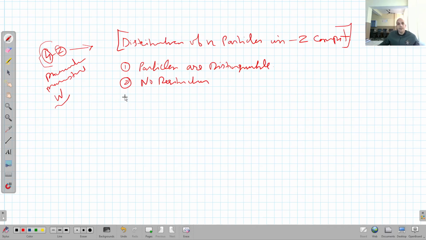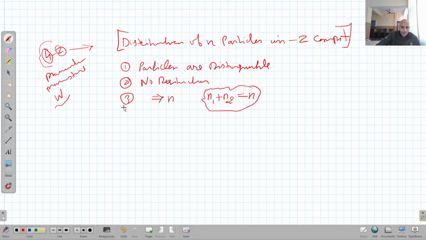The third one is the number of particles in the two compartments is always equal to n. It means the number of particles in the first compartment plus the number of particles in the second compartment should be equal to n. Clear? So we are going to discuss this case here.